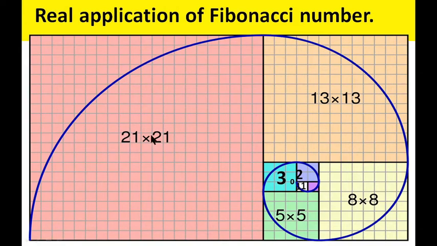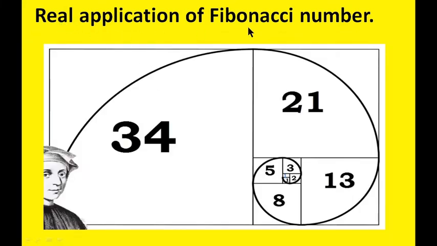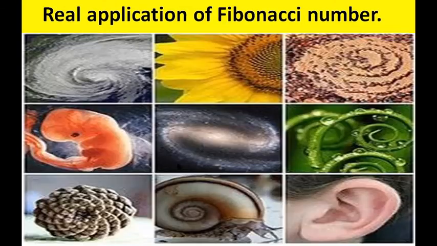Similarly, we can get more numbers in the Fibonacci series. So this is the real application of Fibonacci numbers here. That means like a coil, it will increase gradually from smaller to greater. And this one is also another real application of Fibonacci numbers. That means 1 plus 2, that means 3, 3 plus 2, 5, 5 plus 3, 8, 8 plus 5, that means 13, 13 plus 8, it will be 21, and 21 plus 13, it will be 34. Another number will be like this.